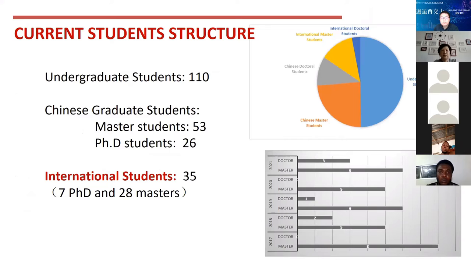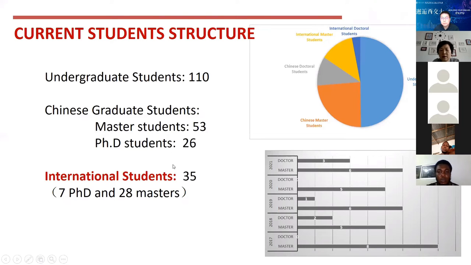Okay, now let's move to the introduction of our student structure. So right now we have over 220 students enrolled. Half of our students are undergraduate students. Like in this graph, you can see over half of our students are undergraduate students, in blue. And we do have Chinese graduate students, master students and PhD students. And master students are about two times the number of PhD students, as you can see from the orange and gray colors here.